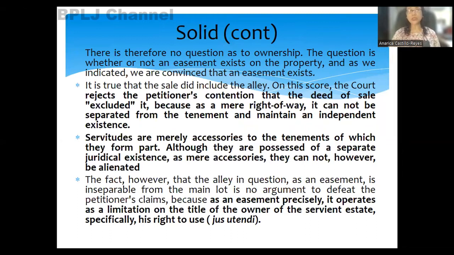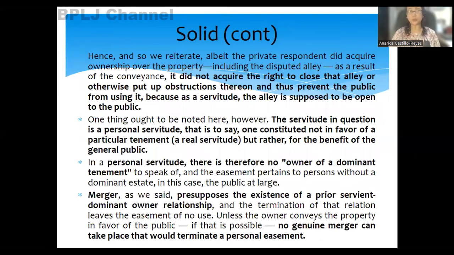The court rejects the petitioner's contention that the deed of sale excluded it, because a mere right of way cannot be separated from the tenement and maintain an independent existence. Servitudes are merely accessories to the tenements of which they form part. Although they are possessed of a separate juridical existence, as mere accessories they cannot be alienated. As an easement, it operates as a limitation on the title of the owner of the servient estate, specifically his right to use. It did not acquire the right to close that alley or put up obstructions and thus prevent the public from using it. Because as a servitude, the alley is supposed to be open to the public. It is a consequence of the inseparability of the right of way.